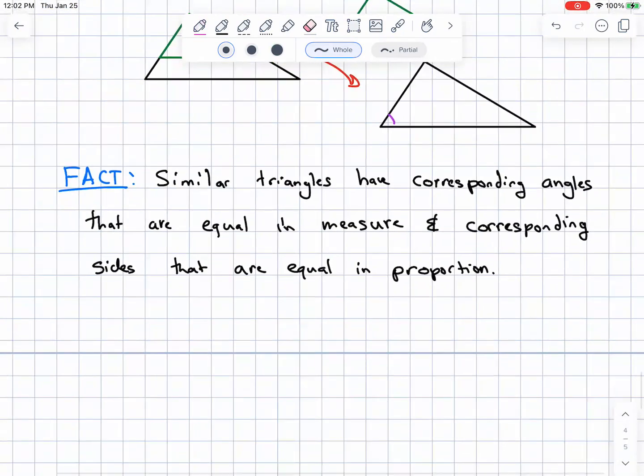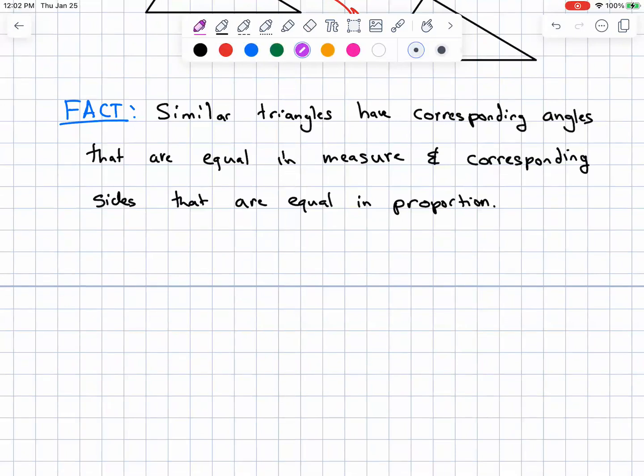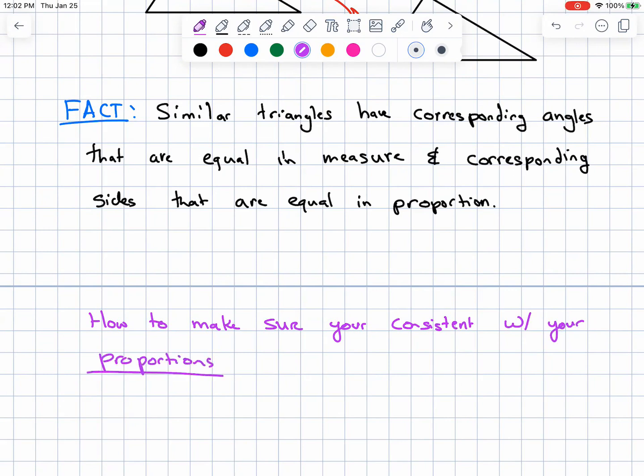So how to make sure you're consistent with your proportions. Oh, thank you. Good catch, good catch. Usually I don't make that mistake. Darn.